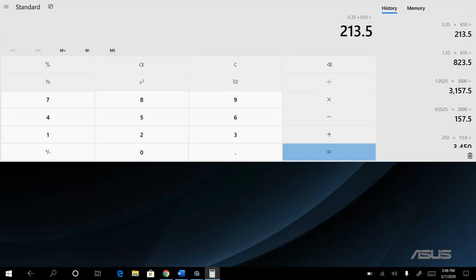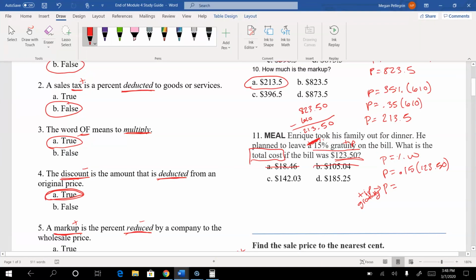So 123.50 times 0.15 equals 18.52. So therefore, oh, no, let me do that. That 5 is going to round that 2 up to a 3, 18.53. $18.53. Okay, so this was close to the tip. It wasn't exact. And the total bill was $123.